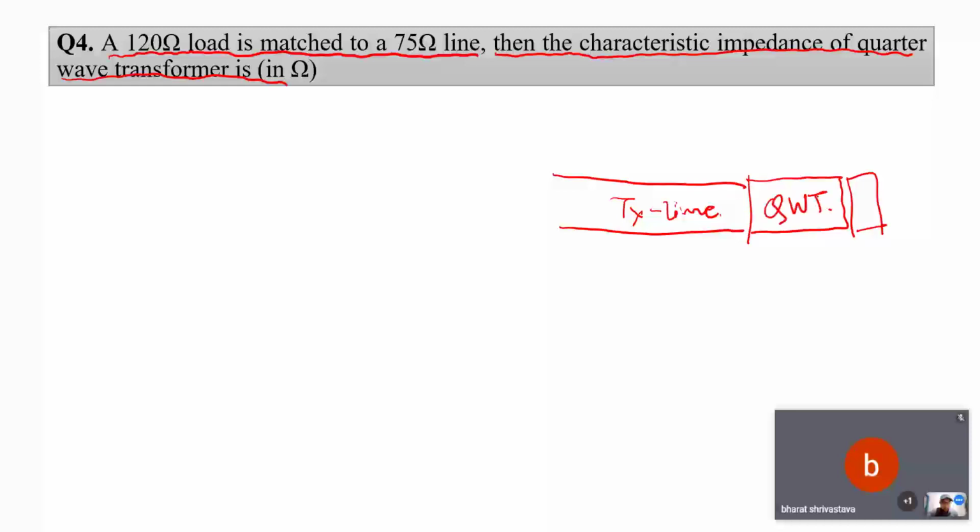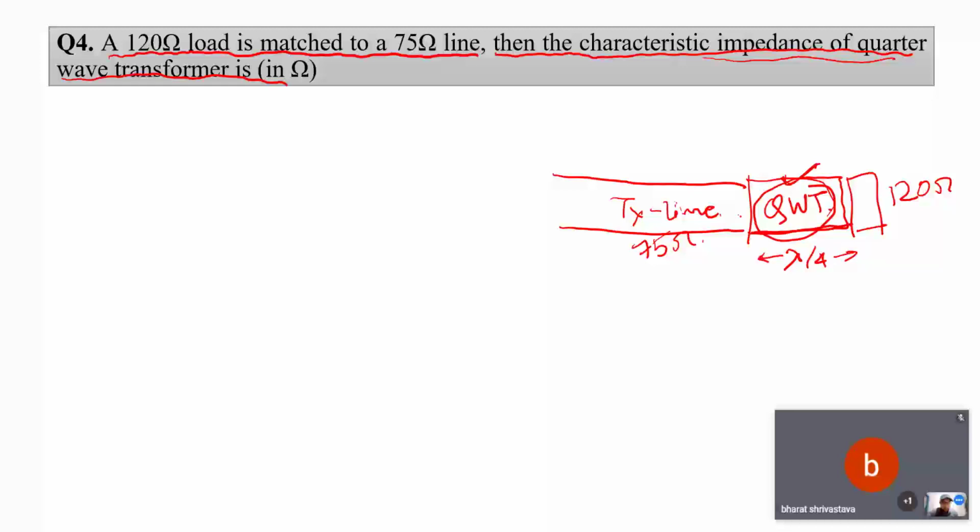Here the load impedance is given as 120 ohm, whereas the characteristic impedance of the transmission line is given as 75 ohm. The question asks about the characteristic impedance of the quarter wave transformer, which is used here to match the impedance of the load to the transmission line. For solving this problem, we know that the length of the quarter wave transformer will be lambda by 4.